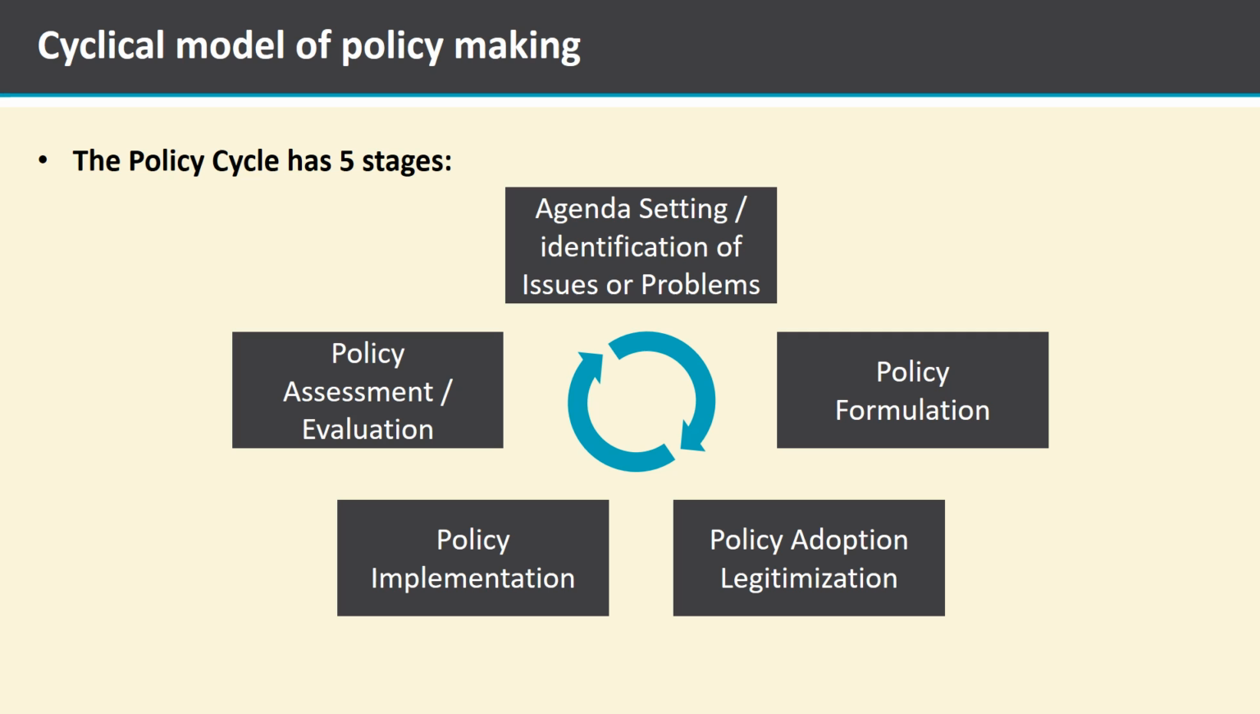The policy cycle is made up of 5 steps. The first step is the setting of the agenda and the identification of issues or problems. The second step is policy formulation, the formation of policy. Third step is policy adoption, or another way to term it is legitimization, making it legitimate. After it has become adopted and is legitimated, then there is policy implementation. And the fifth step is the assessment or the evaluation of the effectiveness of that policy, often leading to further items for the agenda of policy making.